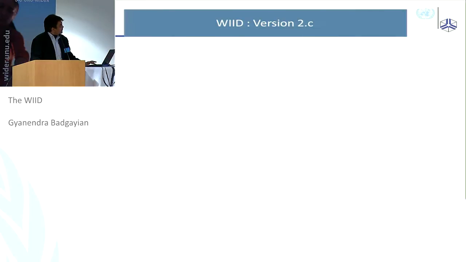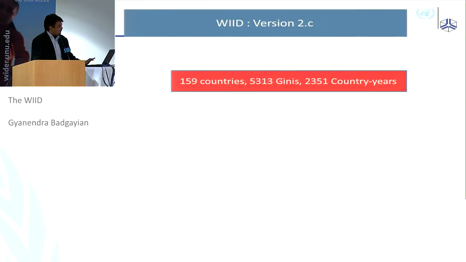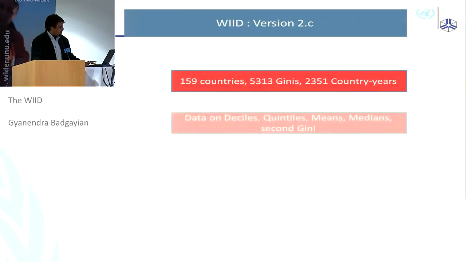Now in the 2.C version, we have data on 159 countries with 5,313 Ginis, but 2,351 country years, which means that there are a lot of repeat country years, and that is because some of the attributes that we'll discuss later are different. Some might be for the entire population, and some might be for just rural, some might be by income, some might be consumption, and so on and so forth. So these are repeat country years. And in all there are 53 units.